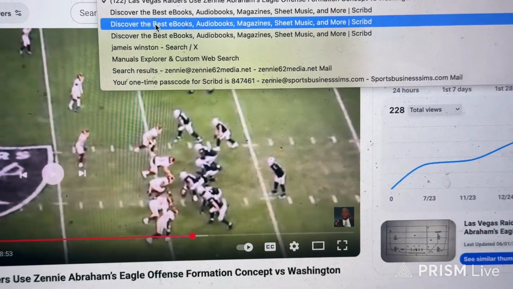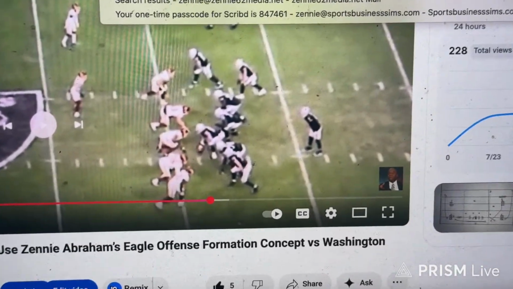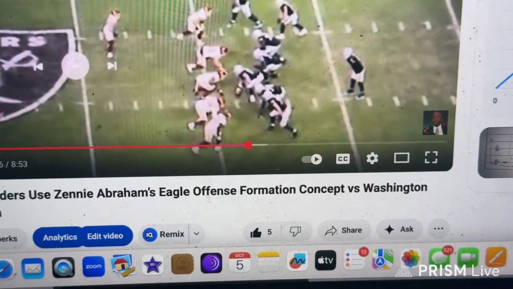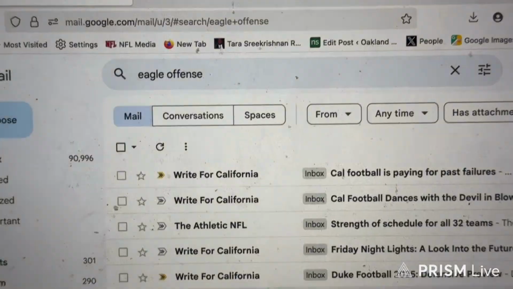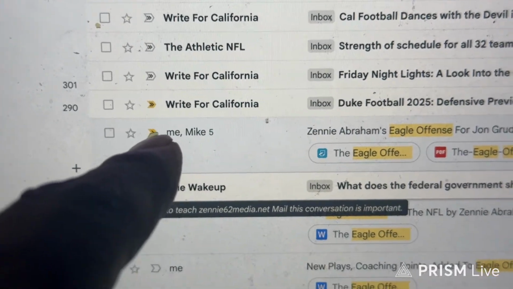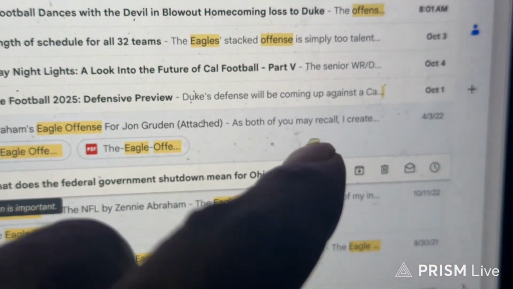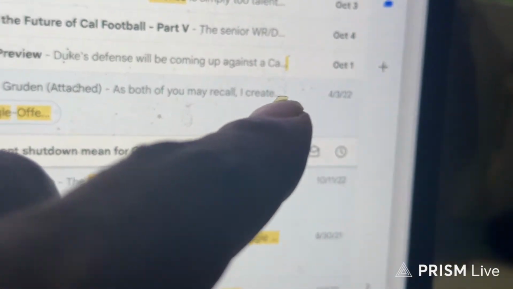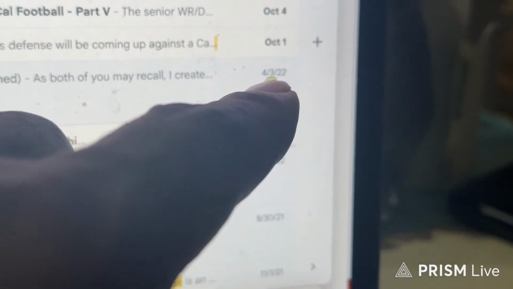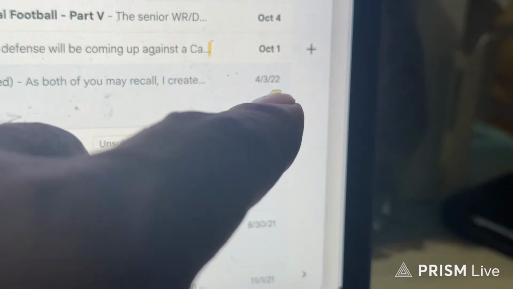Here's the evidence, and I should be careful how I show this, because I don't want to show someone's email unintentionally, of course. But here, right here, where you can't see his email, but you can see my reference to Mike. All right. Zennie Abraham's Eagle offense for Jon Gruden attached. So I sent it to Coach Gruden, and here's the original date that I sent it. That's 4/3/2022.